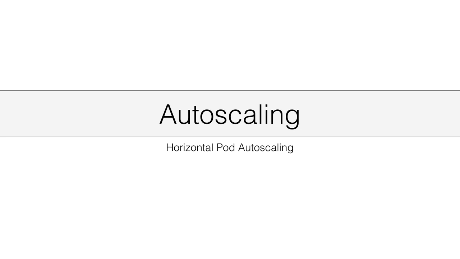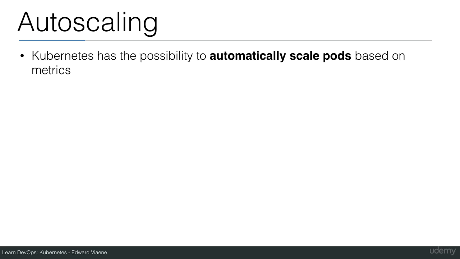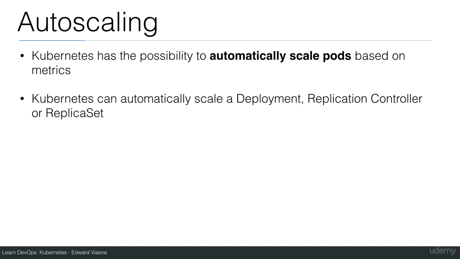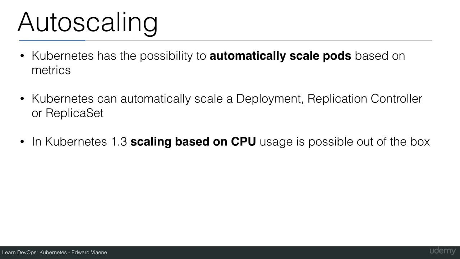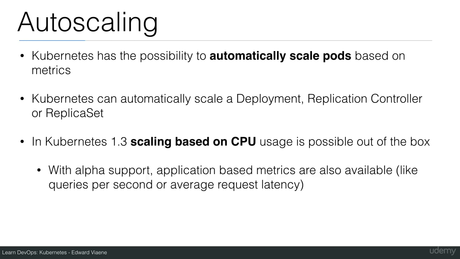Let's talk about autoscaling, horizontal pod autoscaling. Kubernetes has the possibility to automatically scale pods based on metrics. Kubernetes can automatically scale a deployment, a replication controller, or a replica set. In Kubernetes 1.3, scaling based on the CPU usage is possible out of the box.